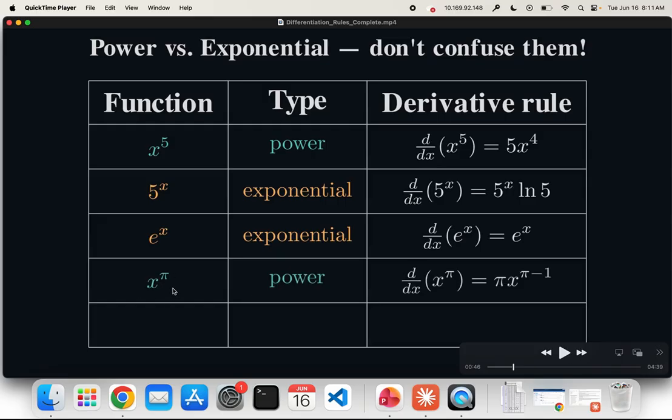So here's another one. Notice that the variable is in the base, and then the constant pi is in the exponent. So this is another example of a power rule. So again, bring down the power, bring down the pi, subtract 1, pi minus 1. So the power rule of these two cases here we covered last week.